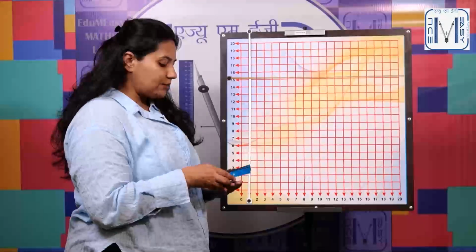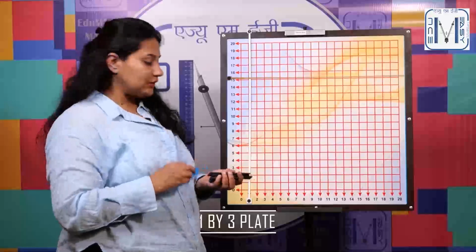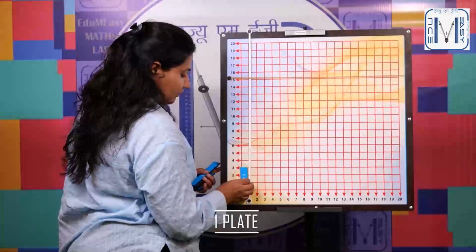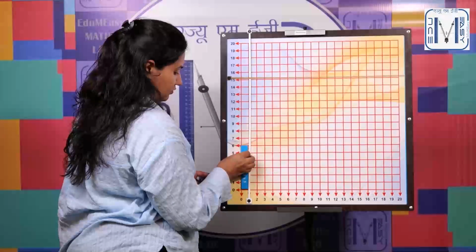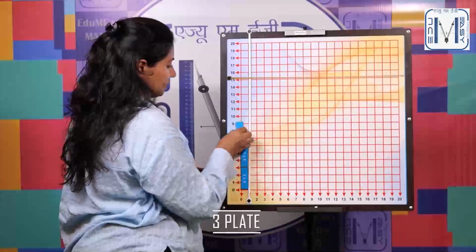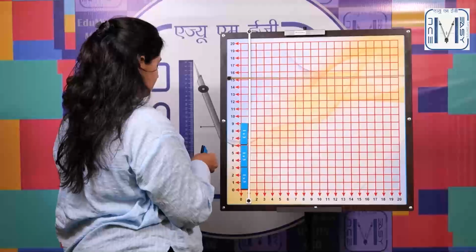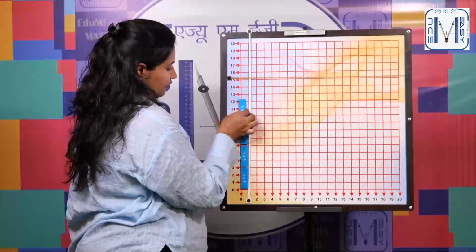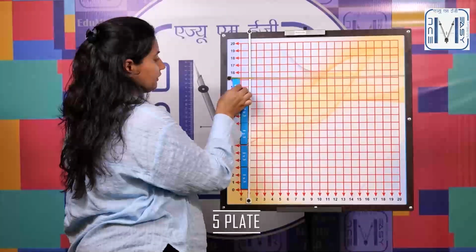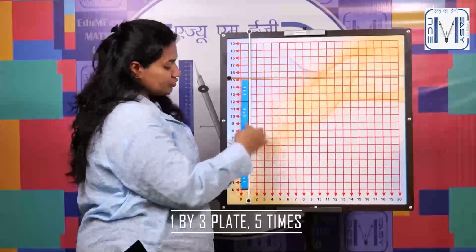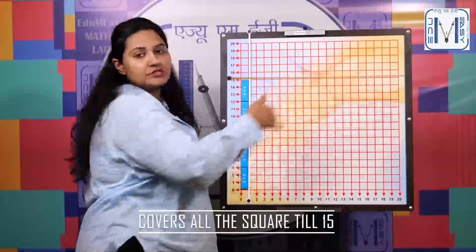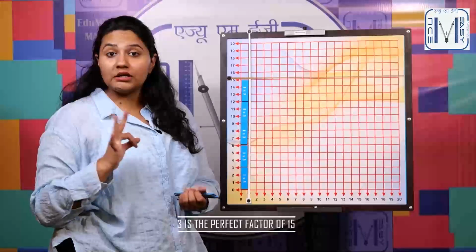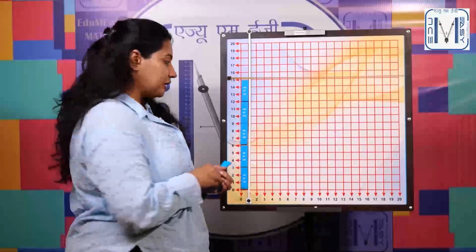But let's see what happens if I use a 1 by 3 plate. So let me put one 1 by 3 plate, then the second plate, then the third plate, fourth plate, and the fifth plate. Now you can see if you put the 1 by 3 plate 5 times, it completely covers all the squares till 15. That means 3 is a perfect factor of 15.